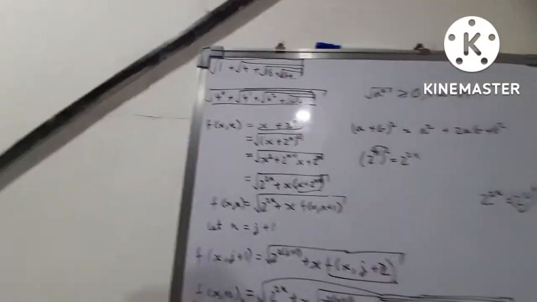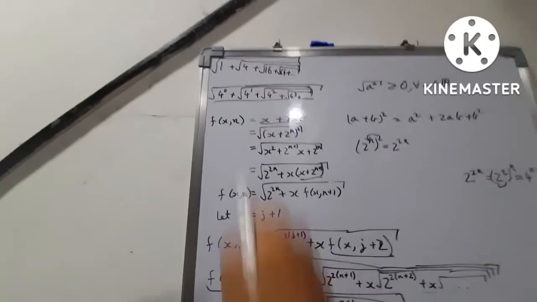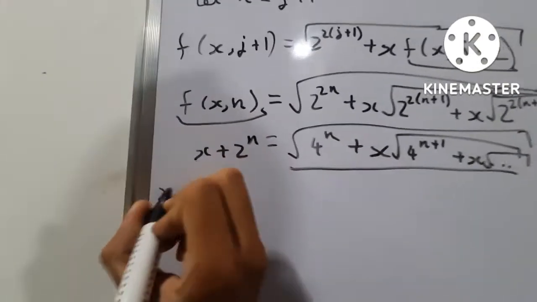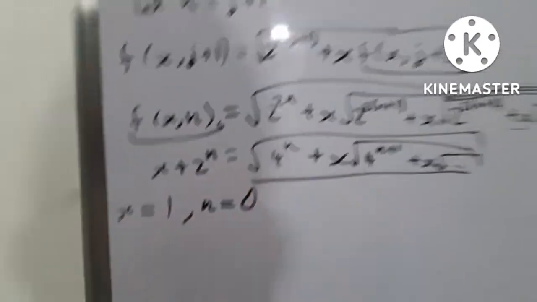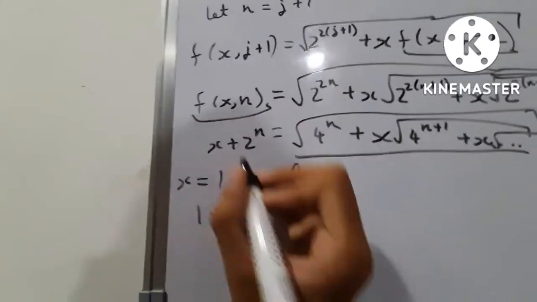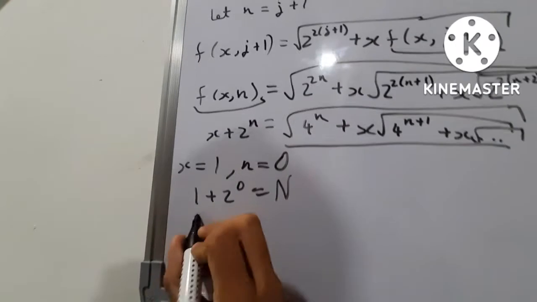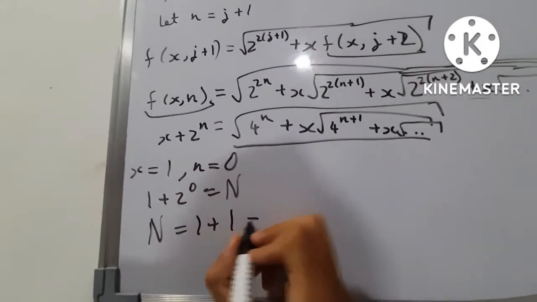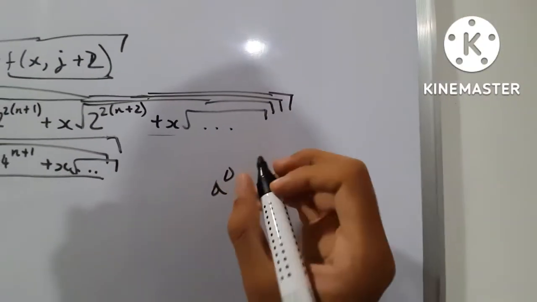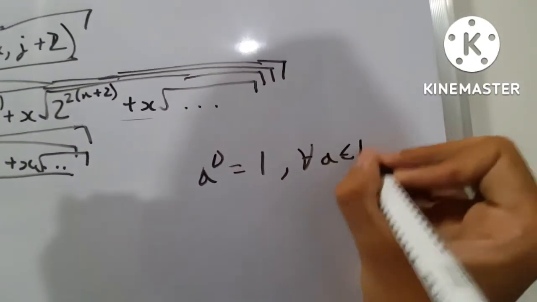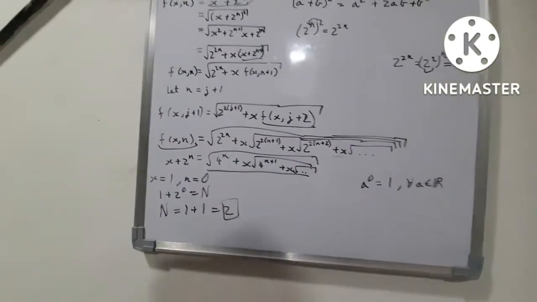Do you see something similar? I hope you do. So if we set x equals 1 and n equals 0, this expression is exactly equal to this one. So let's just do that, right? x equals 1, n equals 0. So x equals 1, so that's 1 plus 2 to the 0, is equal to, let's call this N because I don't want to write that out again, is equal to N. And N is finally equal to 1 plus 1, which is 2. Now let me just mention here that a to the 0 is equal to 1 for all a in the real numbers. That's fine.